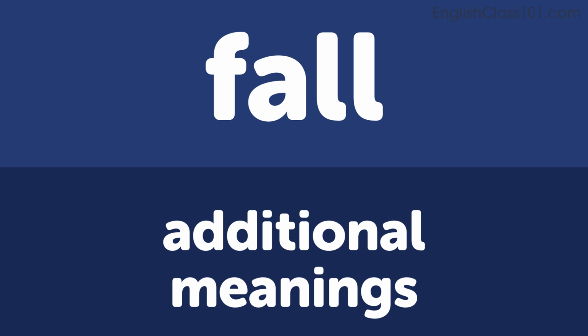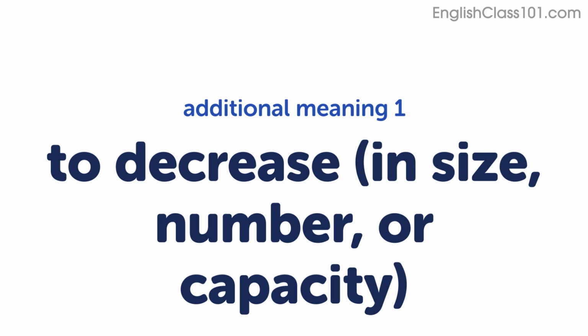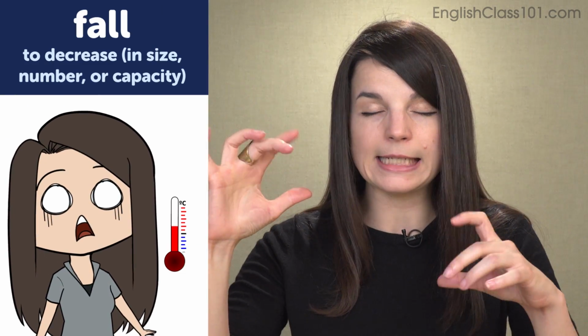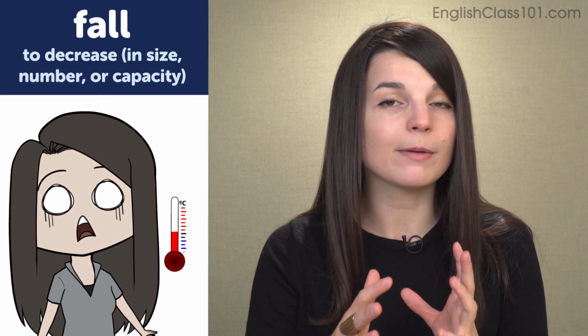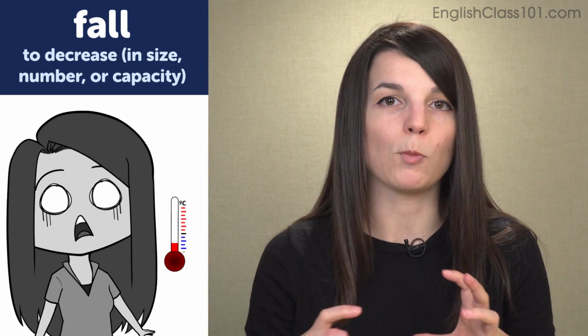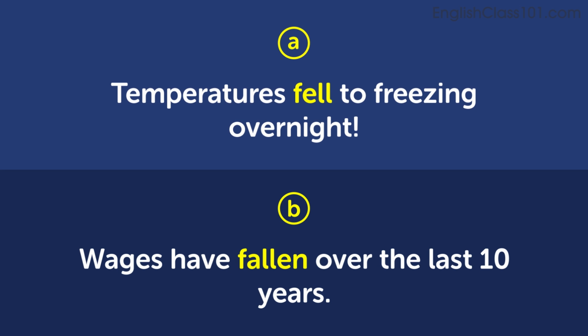Okay, so now let's talk about some additional meanings for this verb. The first additional meaning is to decrease, like to decrease in size, in the amount of something, the number of something, the capacity of something, so to get smaller in some way. Examples: Temperatures fell to freezing overnight. Wages have fallen over the last 10 years.